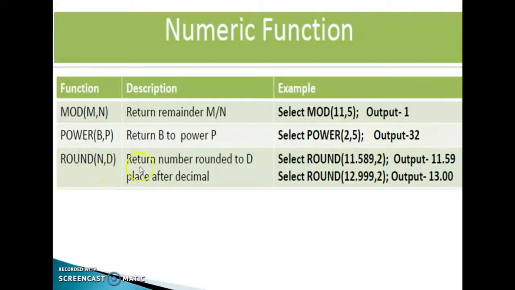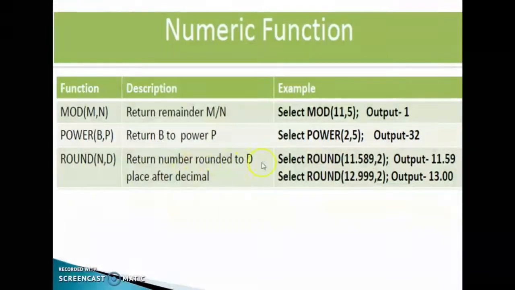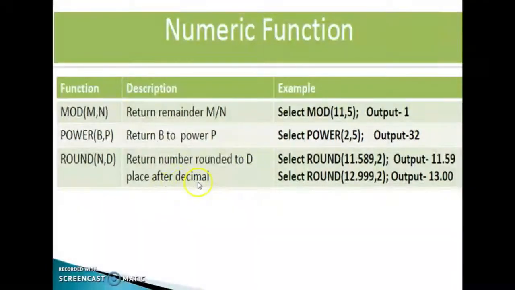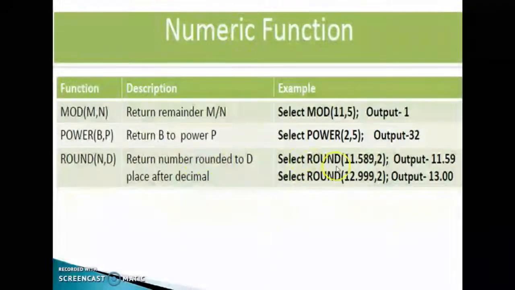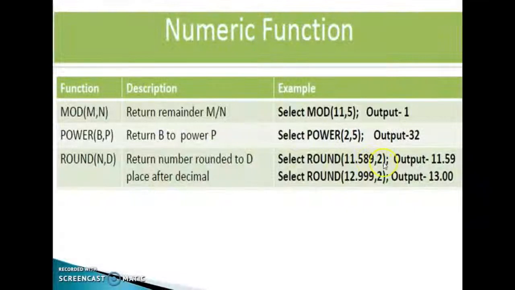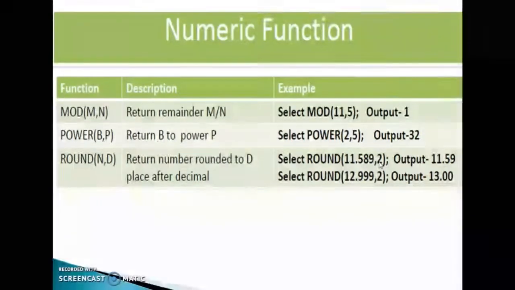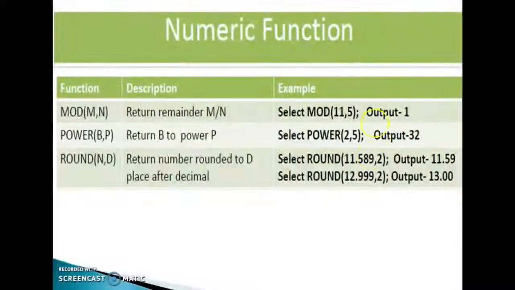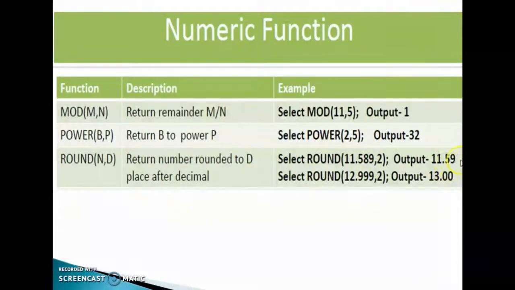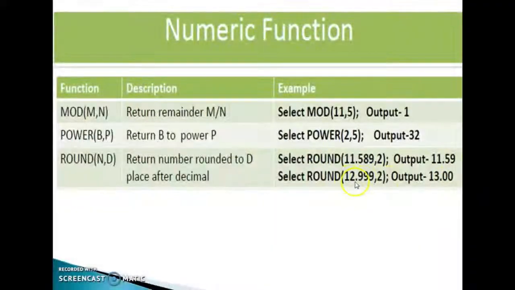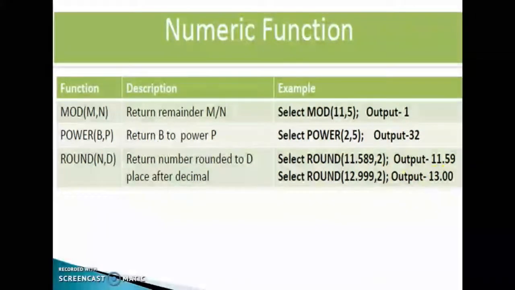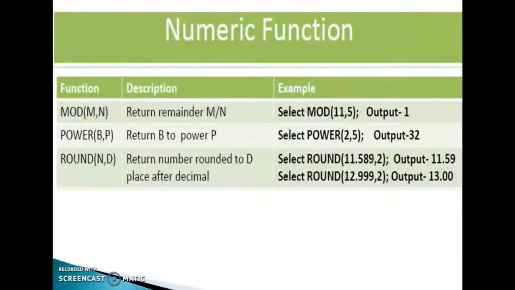ROUND(n, d) returns the number rounded to d places after the decimal. Check this one. Select ROUND(11.589, 2). We have to round to 2 places after the decimal. So the output is 11.59. This one also, ROUND(12.999, 2), then we will get the answer as 13.00. Okay, clear this round function?